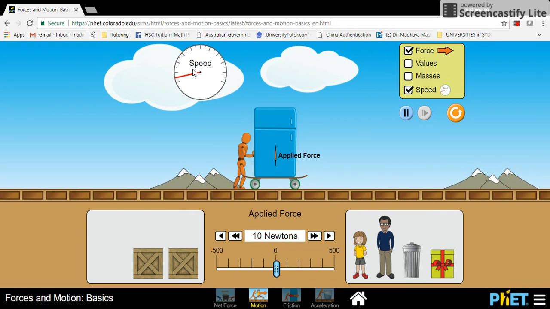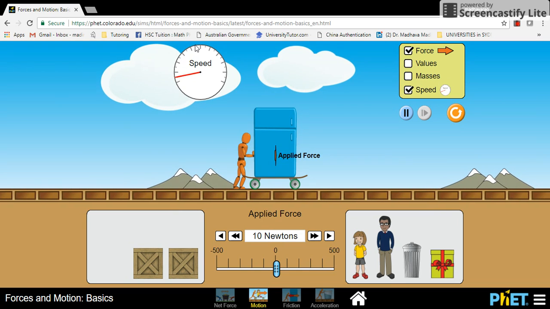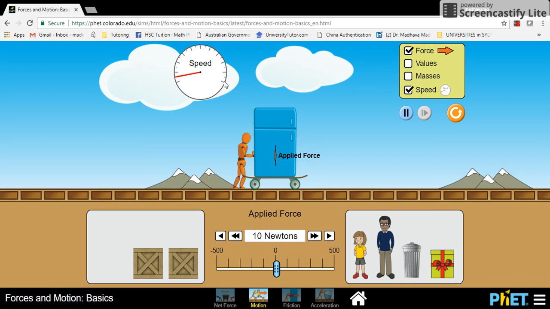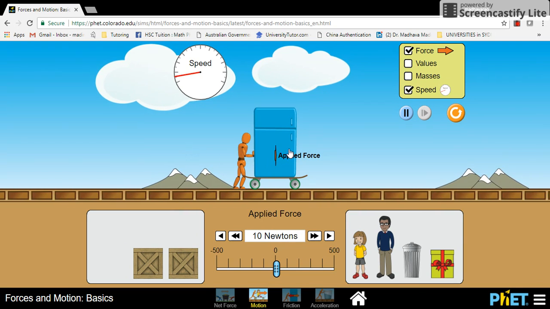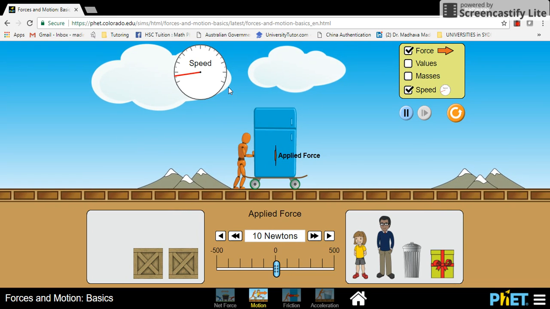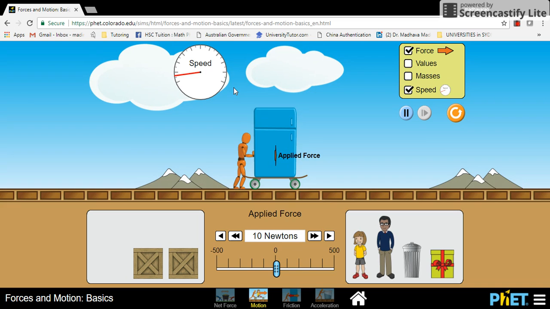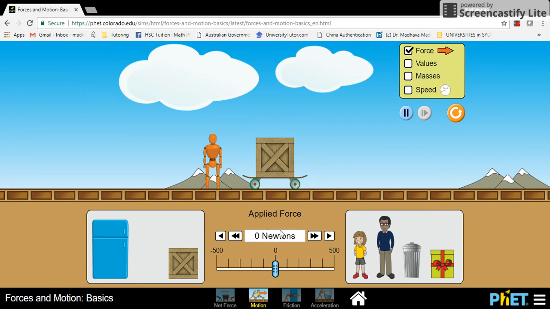If we are patient enough, the speed will keep on increasing, and it will reach 30. Then at that point, he won't be able to apply any more force on it, because the object has reached the maximum speed and will keep on going with that speed. So as you can see, the speed is increasing. Now let's restart the simulation.